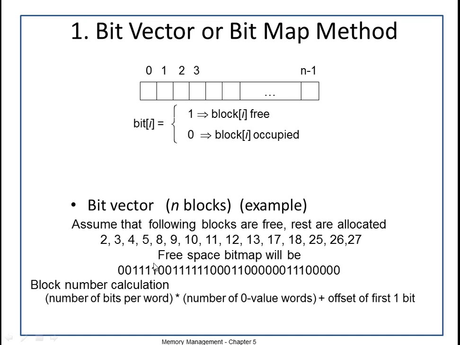Now suppose I have one file and I want to allocate that particular file. So I need to find that particular address. The address calculation can be done by this particular formula: the number of bits per word, means how many bits are there per word, multiplied by the number of zero-value words. Here there are 2 zero-value words. So the multiplication of that, plus the offset of the first 1 bit, will be added to it. So it will give the exact location of the free block in the memory.